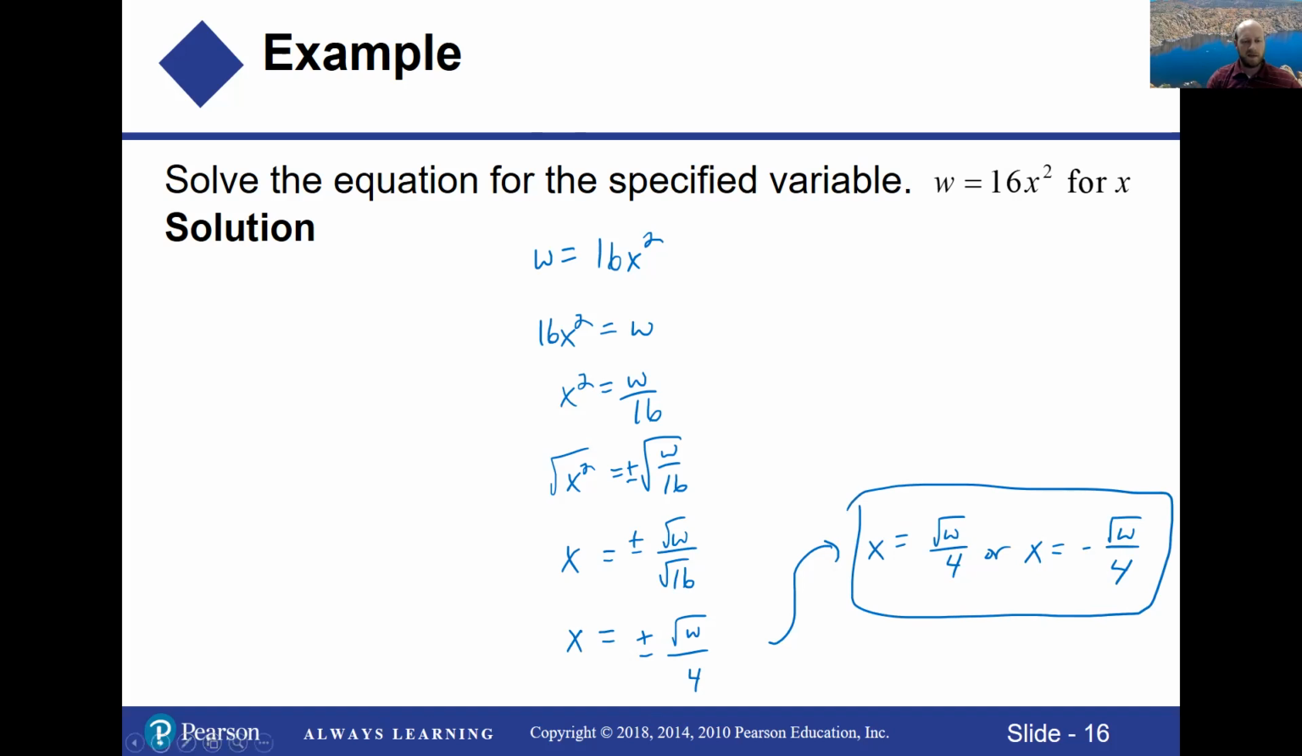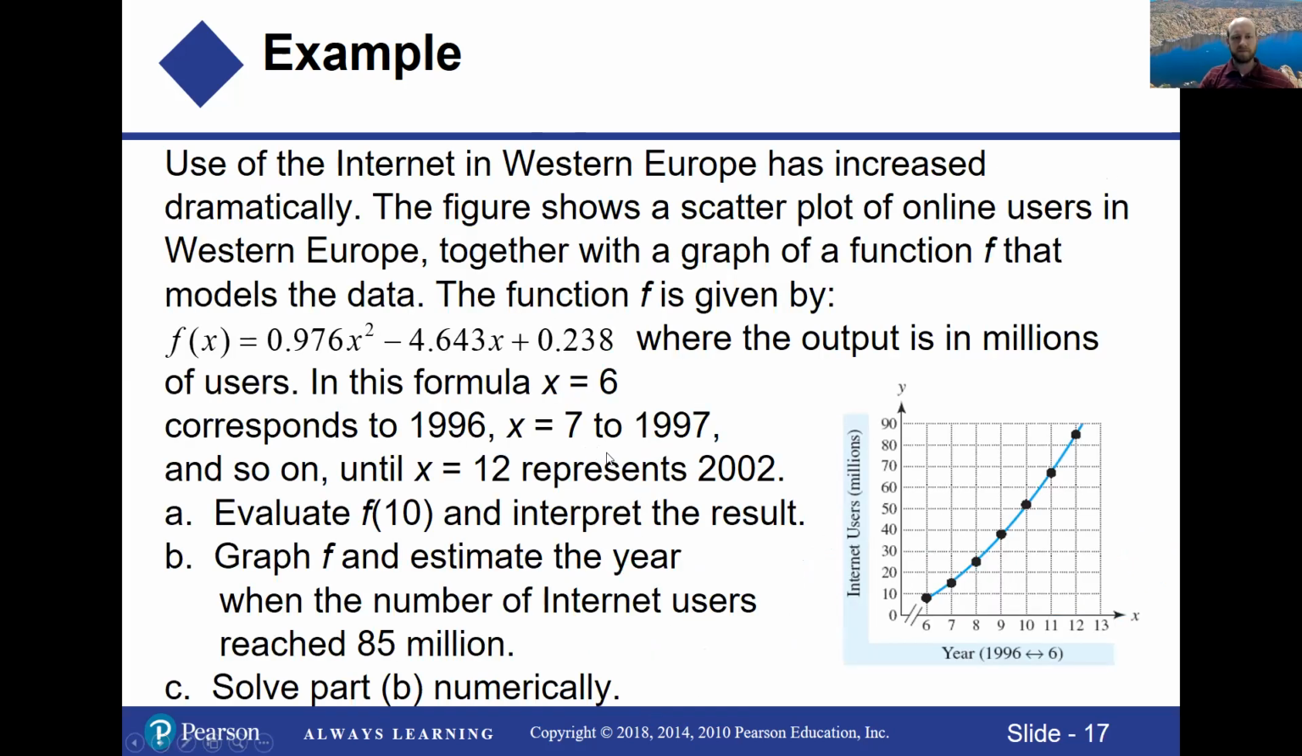All right, I have one final application problem here. This one is on the use of the internet. So sometimes they use quadratics to model things like this, okay? If you think about internet usage early on, it grew very, very rapidly, okay? So it's basically like an exponential function. So this shows the use of the internet in Western Europe and how it increased when it was first starting up in the 90s.